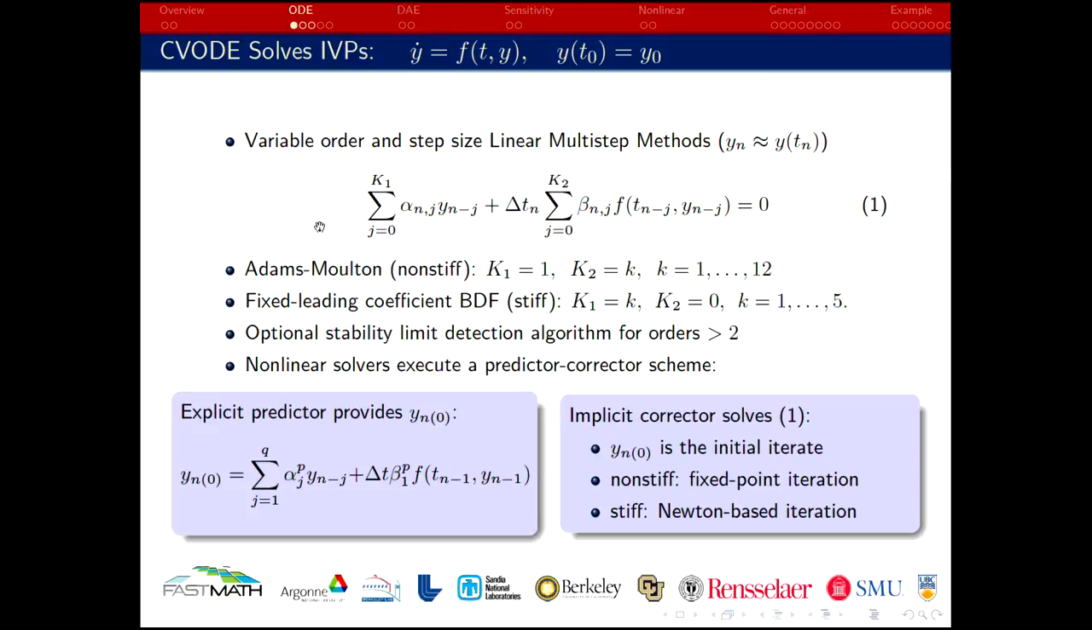There are two basic solvers inside of CVODE. The first class of them are called Adams-Moulton methods. Those are great for non-stiff problems. The second class of them that we use are called BDF, or backward differentiation formulas, and those are really good for stiff problems.